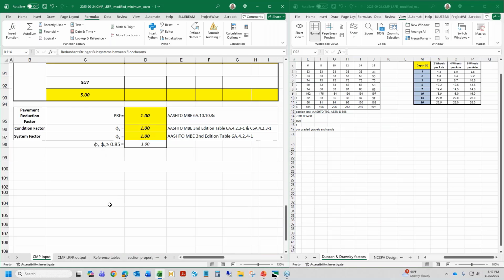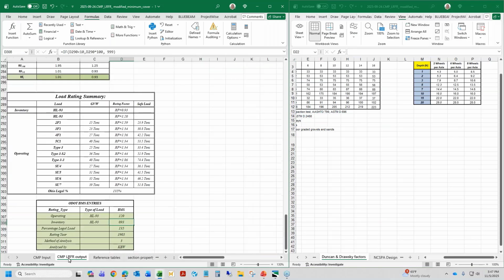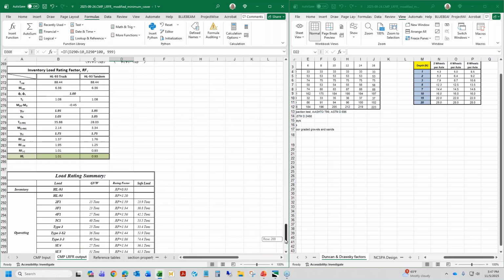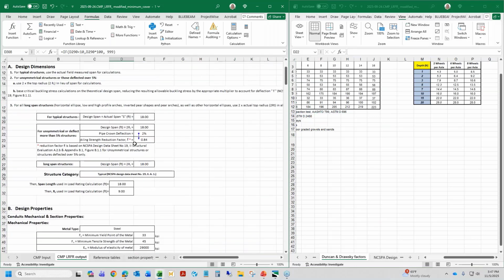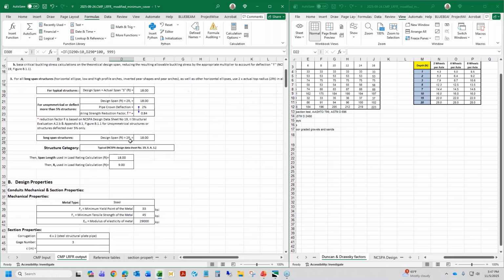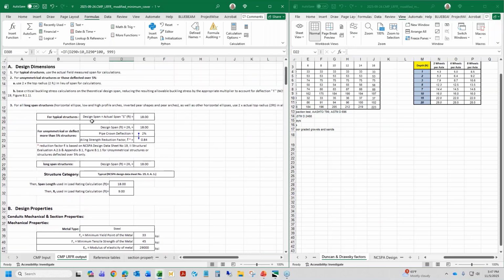That is essentially the input for this. And where we end up is with a series of checks. What we do first is we go through and we say, what are the design dimensions of the structure? What are the design parameters? Let me make that a little bit bigger.